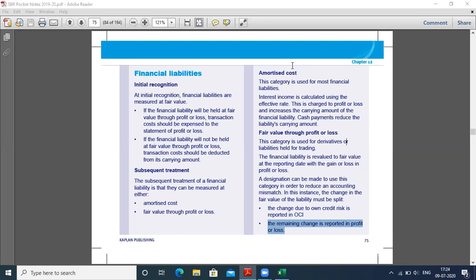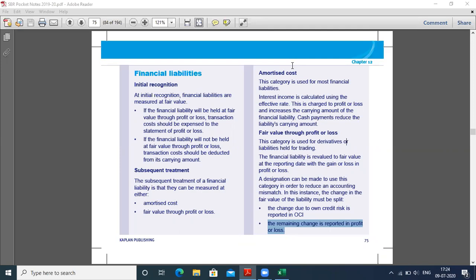Suppose the company's credit risk increases. Definitely it is going to affect the market value of their financial liabilities. So what I'm trying to say is, if there is any significant change in the carrying amount and the market value of a financial liability because of the credit risk of the company, that particular amount should be shown in other comprehensive income. But before 2018, the total revaluation gain or loss, we needed to show in the statement of profit or loss account.